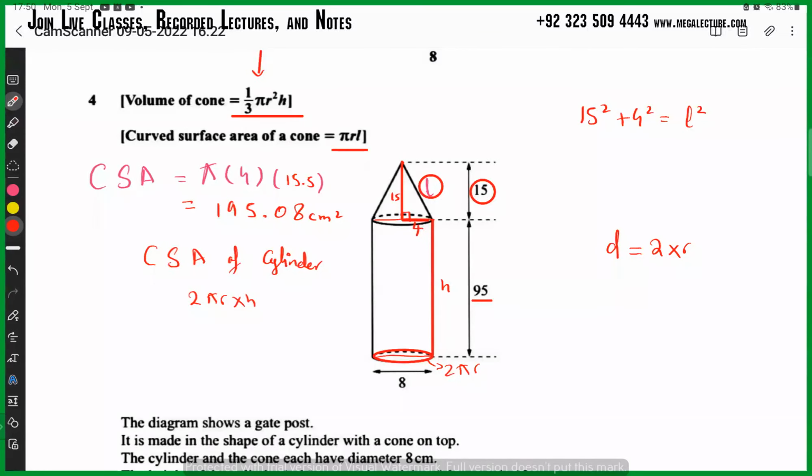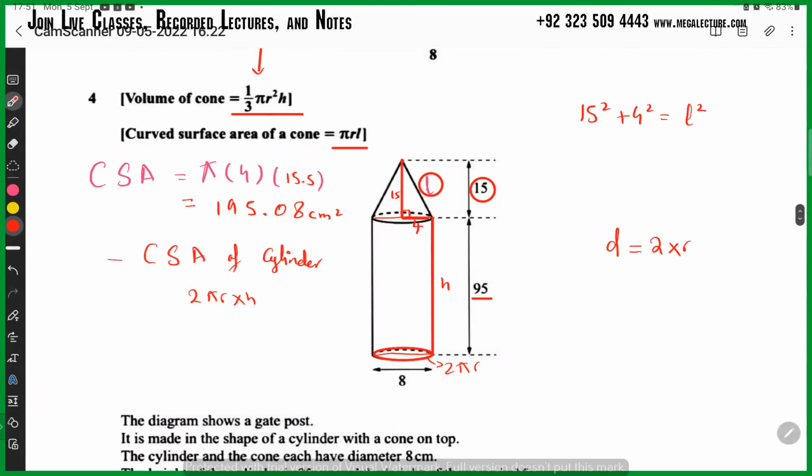Yes, please tell me honestly. Urva, Noor, is it okay? Ma'am, I can understand the second part. The second part where we are discussing the curved surface area, or like this part? This part. Okay.